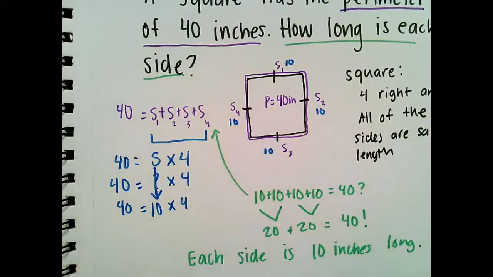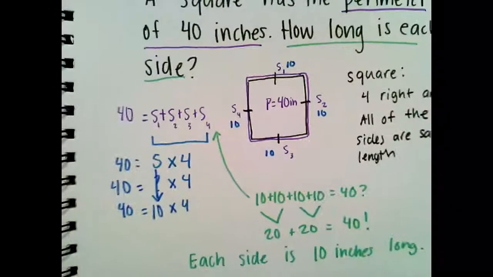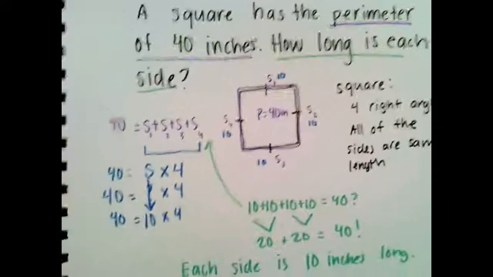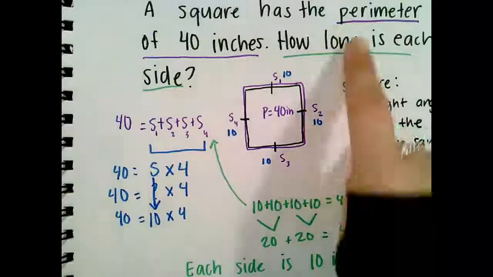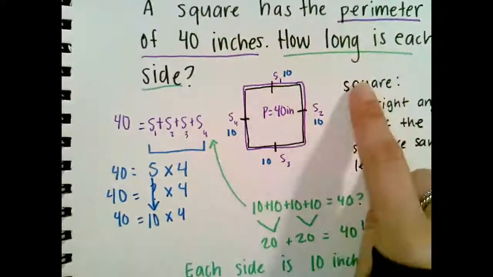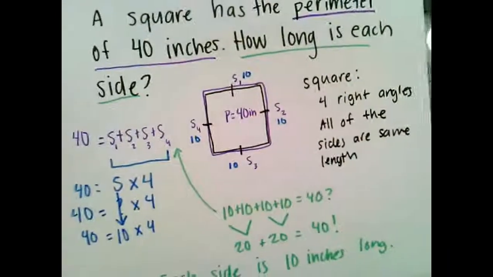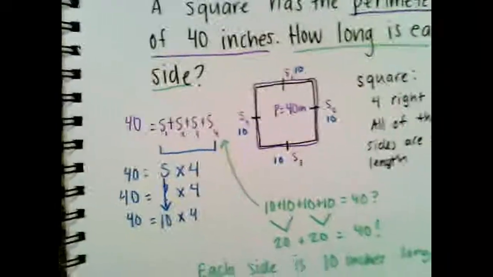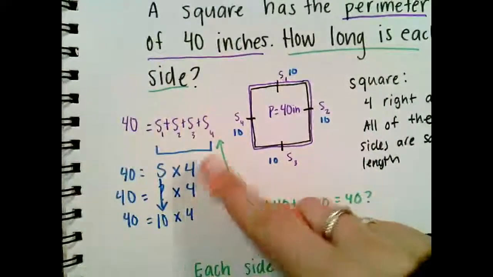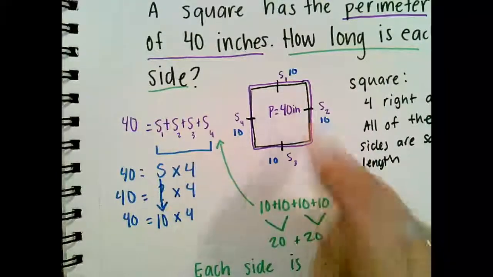So now I want you to use this strategy to solve your problem of today, which you're going to be finding the length of one side of a square again, given the information of the perimeter. Make sure you remember the attributes of a square. There's 4 right angles. All of the sides are the same length. And so then use that equation of the perimeter to help you solve for the length of one side.